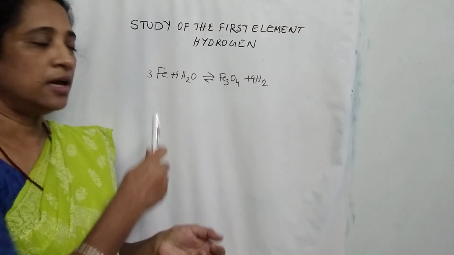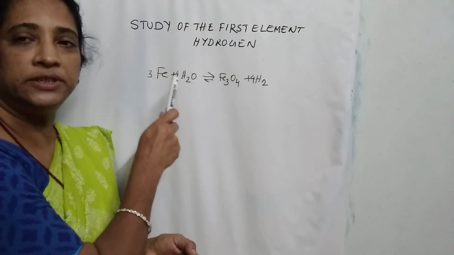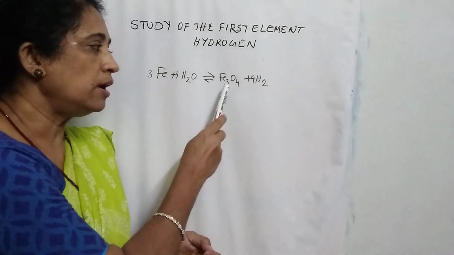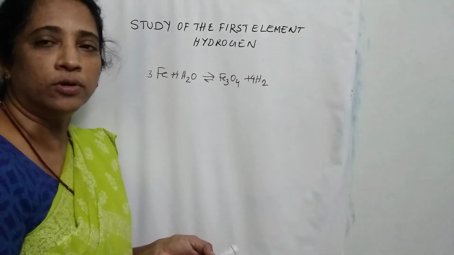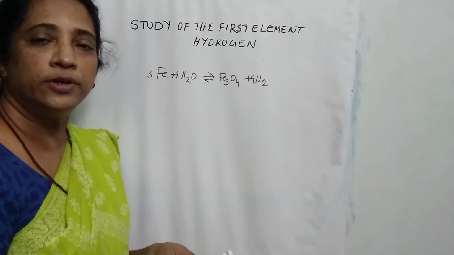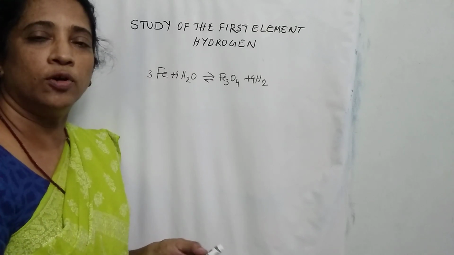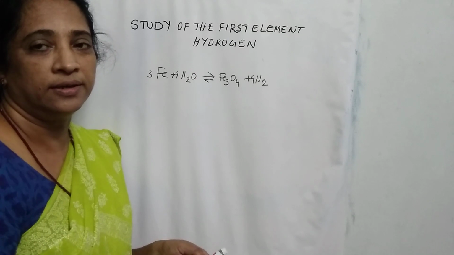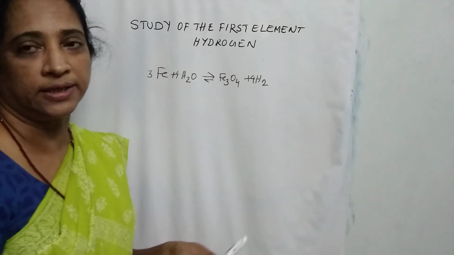A metal reacts reversibly with steam, producing hydrogen. The metal is iron. Iron reacts with steam reversibly. The reaction is reversible and forms Fe3O4 plus H2. Fe3O4 is known as magnetic oxide of iron, with the evolution of hydrogen.